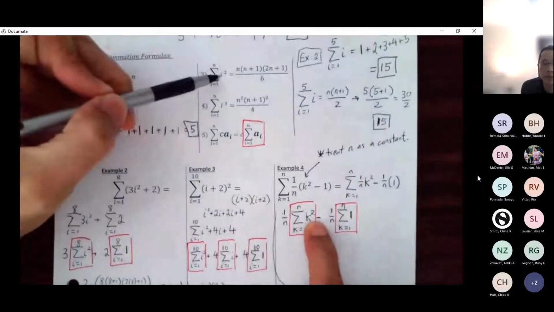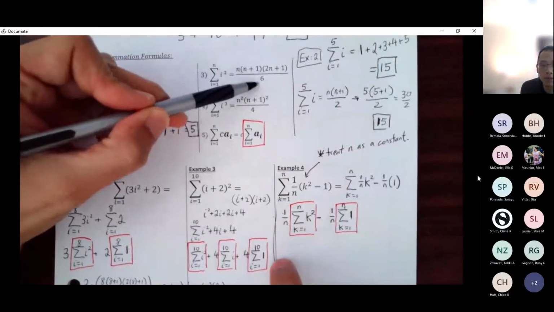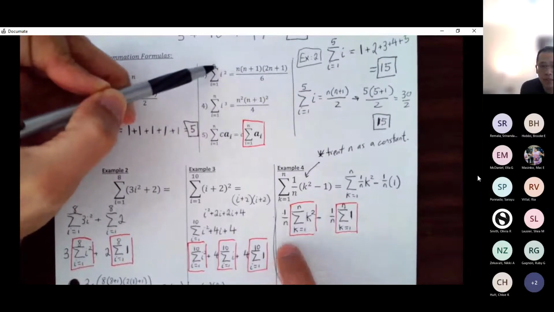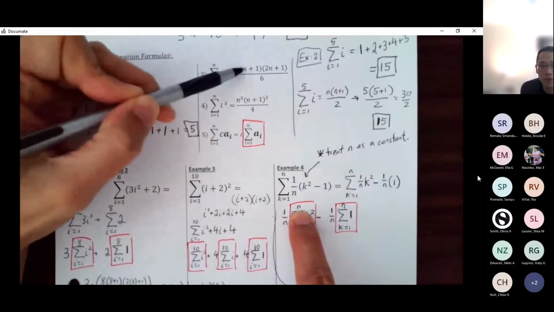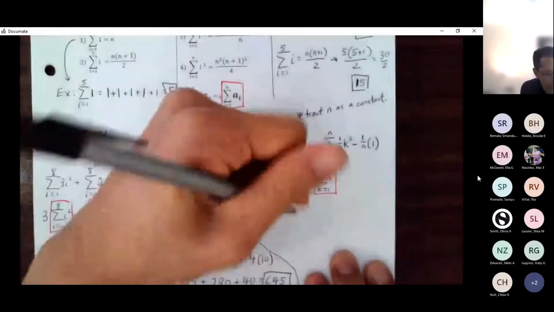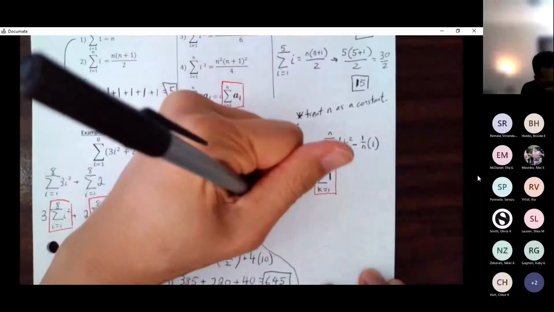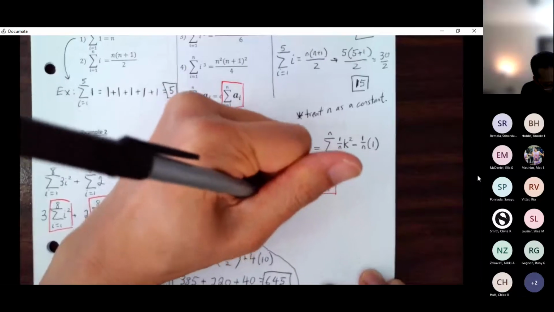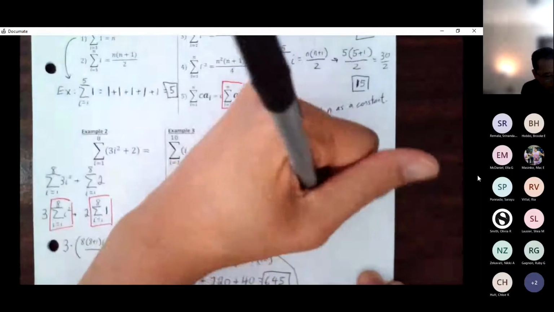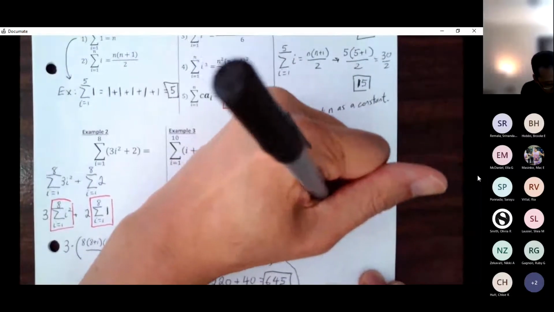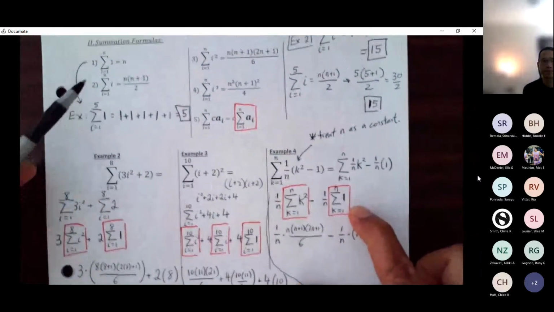Right, so for the k squared, we can use this third rule. So n times n plus 1 times 2n plus 1 over 6. We don't have a substitution for n, so we're just going to use n's like how we see here. We don't have a numeric value to plug in for n, so it'll stay as n. And summation of 1 is just n.